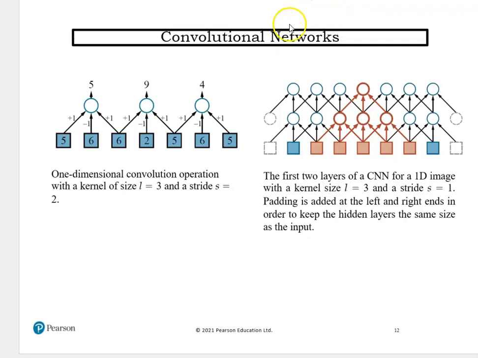In this case, we have the first 2 layers of a convolutional neural network for a 1D image with kernel size 3, so it also takes 3 inputs, but here the stride is 1. We added padding to the left and right. These 2 pixels are not in the image, but we padded them. We can just copy the last one here and the last one here, to make sure that the hidden layer is the same size as the input, so it doesn't get smaller, as you can see here.